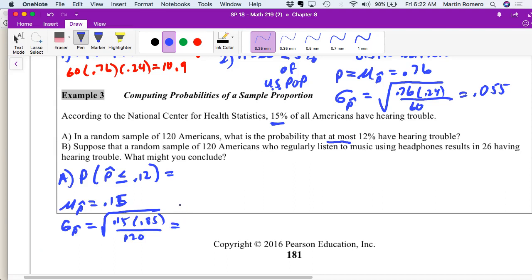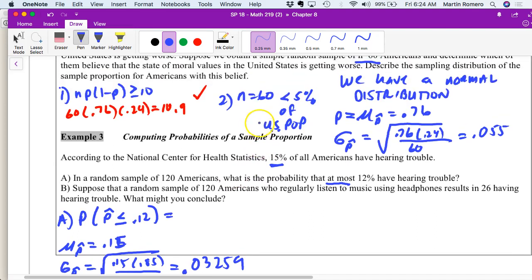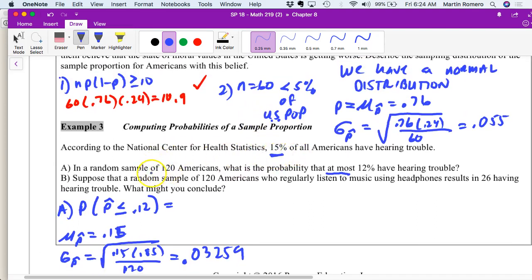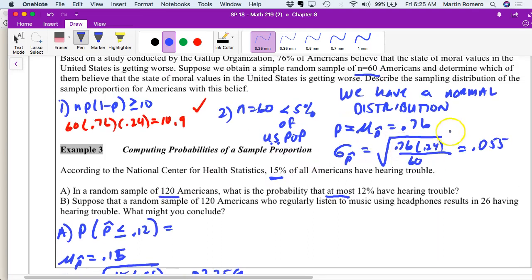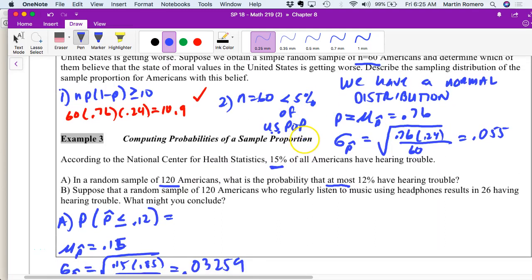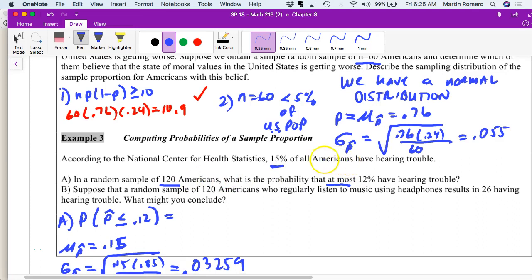And when you get that value, what is that answer? I have to do that calculation. So this calculation turns out to be 0.0326, let's just keep a few, so 0.03259. Okay, so that's the standard deviation. I forgot to check those assumptions like we did on the top here. We surveyed 120 Americans, so that's for sure less than 5% of the US population, since that's who we were talking about, Americans.